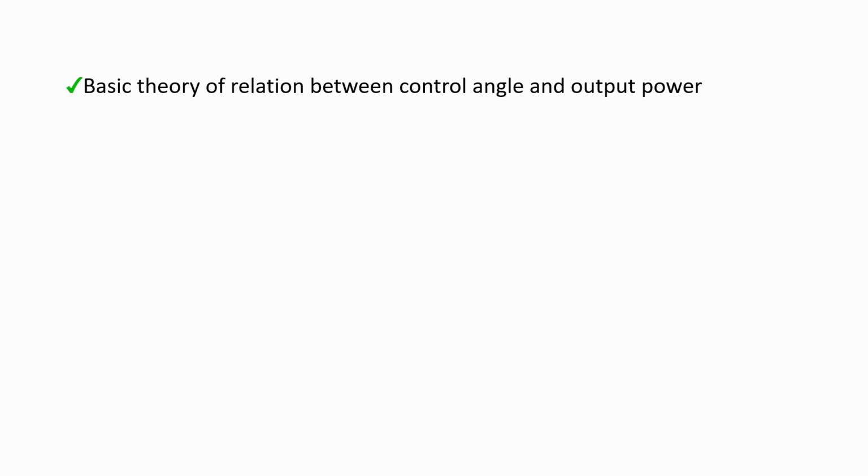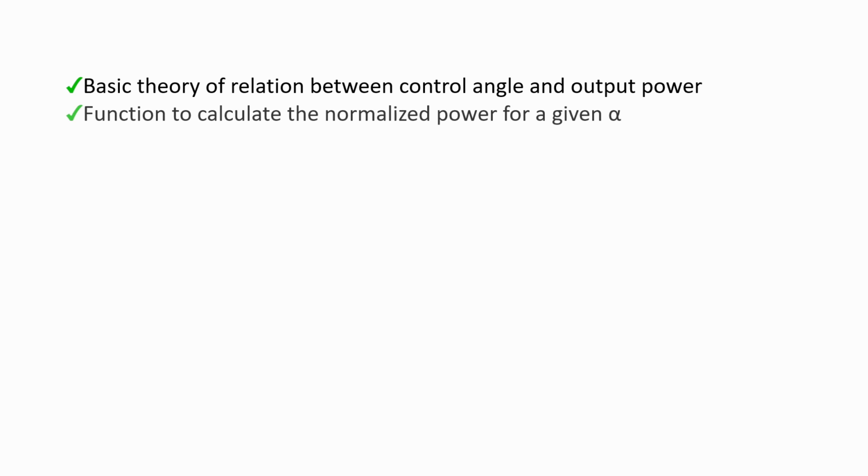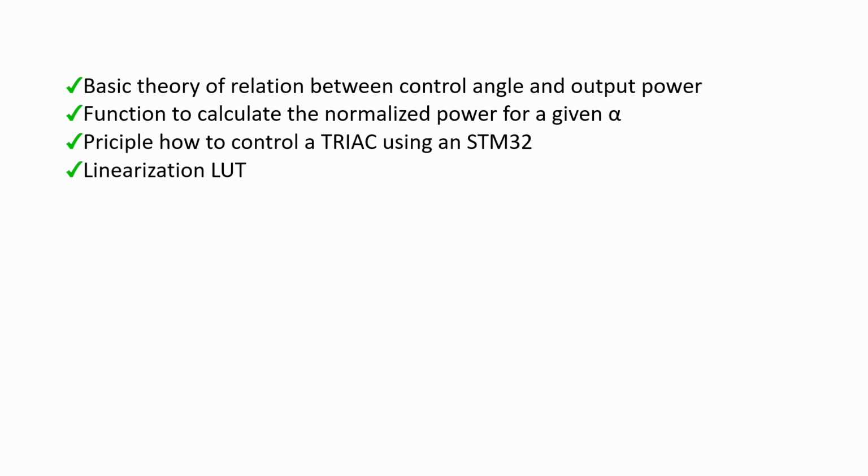We have seen the basic theory of the relation between control angle and output power using a TRIAC and a resistive load. We also managed to calculate the normalized output power for a given alpha. We saw principles on how to control a TRIAC using an STM32. We successfully found a linearization lookup table to control a TRIAC. Some hardware and software examples have been shown.